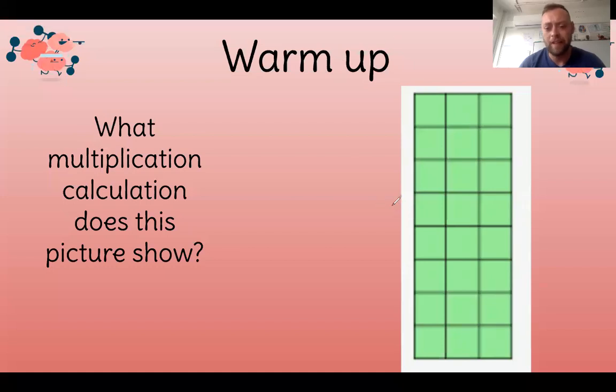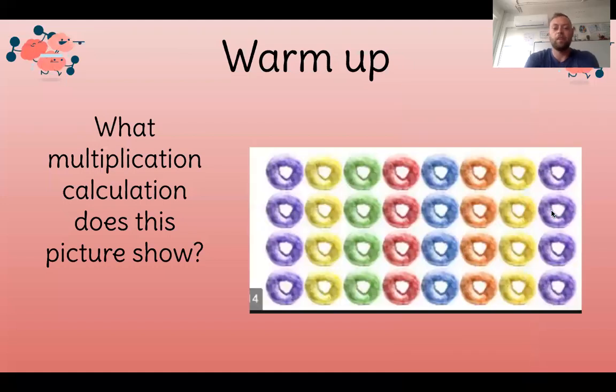It shows 8 going down, 3 going across, which means this calculation shows 8 times 3, which is the same as 3 times 8, but it looks different. This means that I have 8 groups of 3. Okay, and the answer means I've got 24 in total. Okay, now I'm not going to do any help. Now it's over to you. What does this show? Pause the video, work it out, and scream it at me when you know.